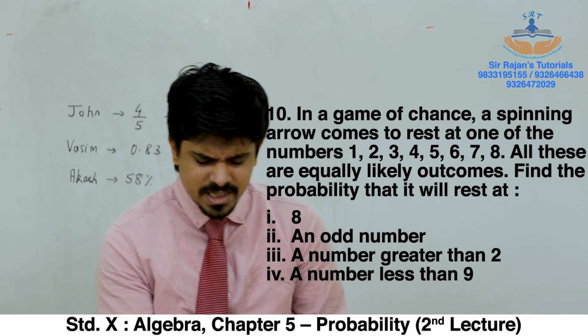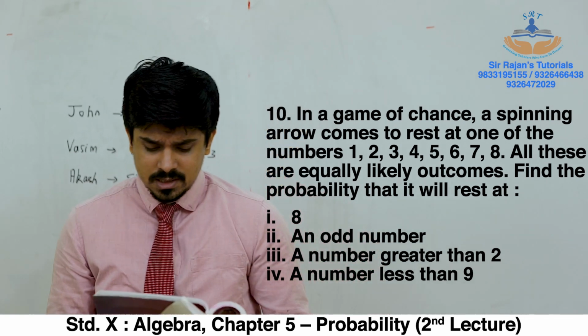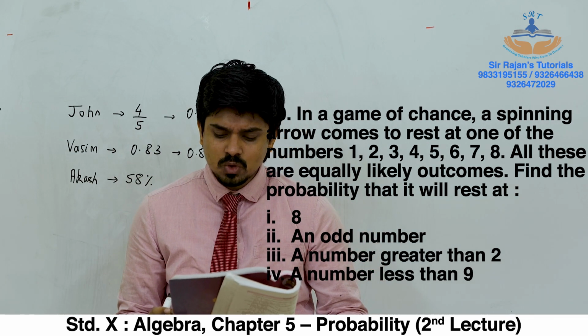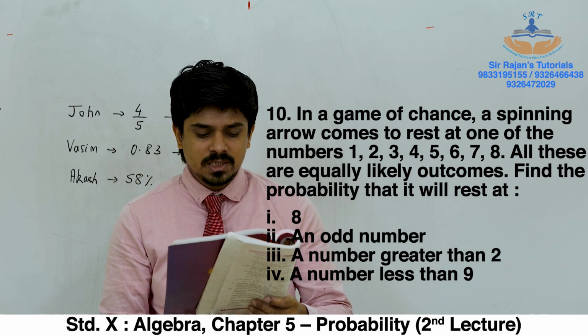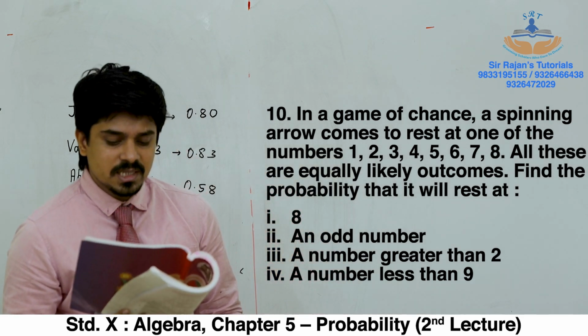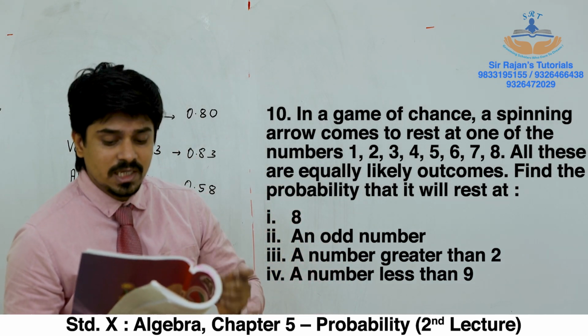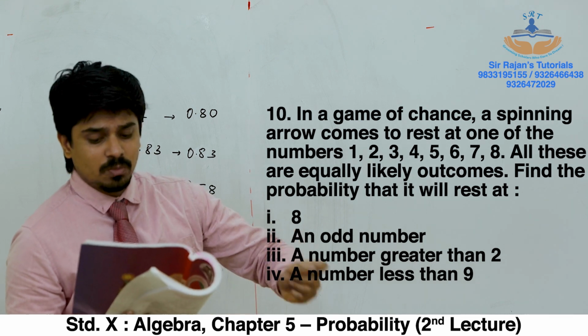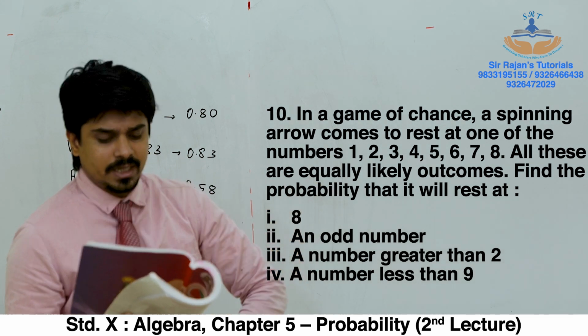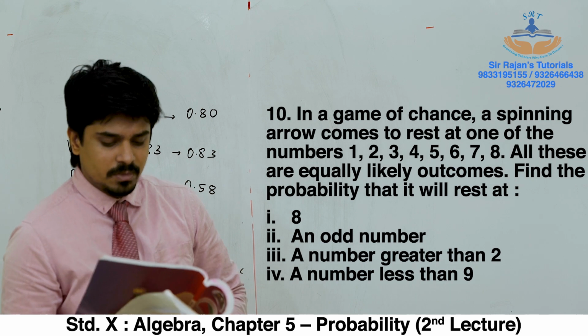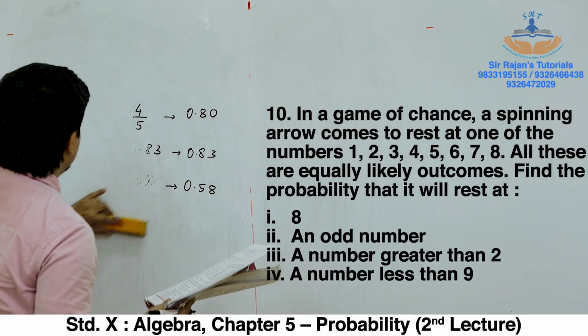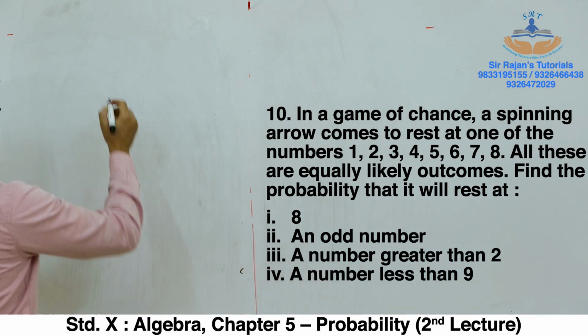Now, question number 10 says what? In a game of chance, a spinning arrow comes to rest at one of the numbers 1, 2, 3, 4, 5, 6, 7, 8. All these are equally likely outcomes. Find the probability that it will rest at 8, an odd number, a number greater than 2, a number less than 9. Okay. So, question क्या है?